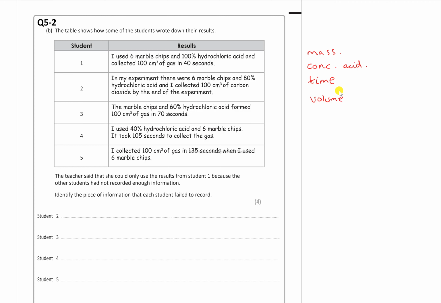So the teacher is saying she can only use results from student 1. So let's try to figure this one out. 6 marble chips, 100% concentration, 100 centimeters cubed of gas in 40 seconds. 6 marble chips, concentration, 100 centimeter cubed. There's no time. Let's do the next one. No marble chips. 60%, 100%, 70%. So there's no number of chips. Concentration, 6 marble chips. Time, there's no volume. Let's have a look. No volume of gas.